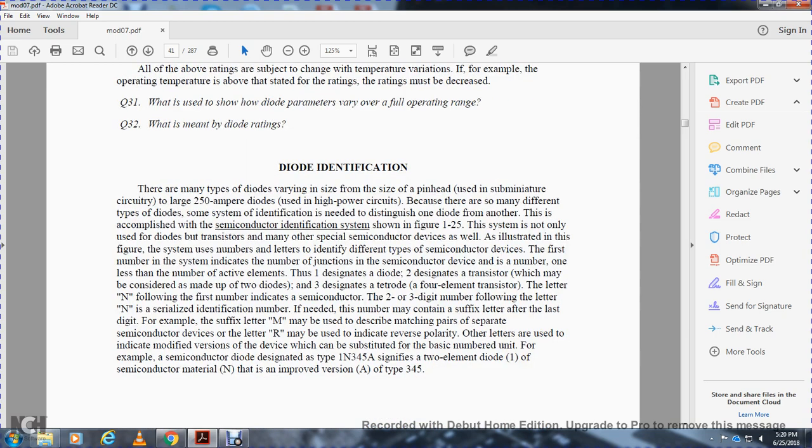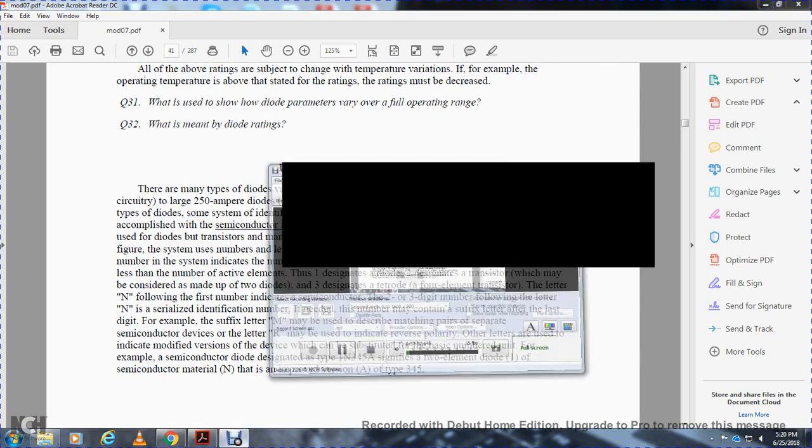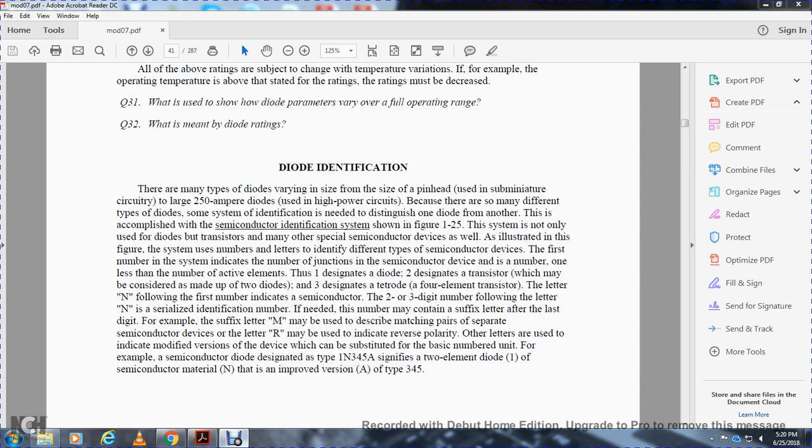There are many types of diodes, varying in size from the pinhead, subminiature type used in miniature circuits to the large 250 amp diode used in high power circuits. With so many different types of diodes, some identification is needed to distinguish one diode from the other.